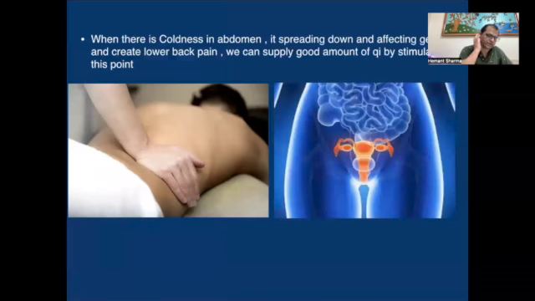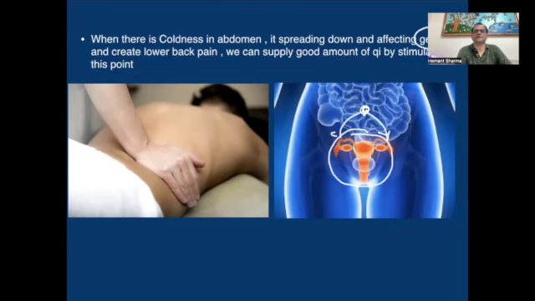So especially I would like to bring your attention once again. If we are stimulating the CB4, it starts sending energy downward. So it's very good for the male and female genital part. And if the male and female genital part is having some problem, the person also gets back pain. So we can stimulate and send a good amount of chi just by stimulating the CB4.